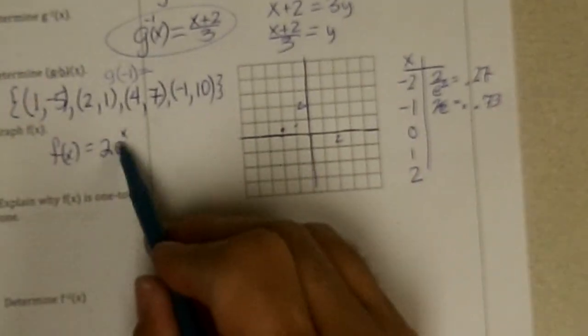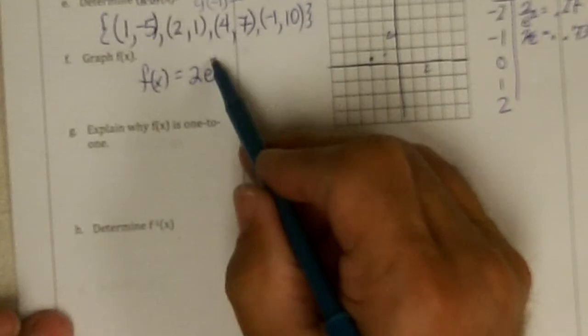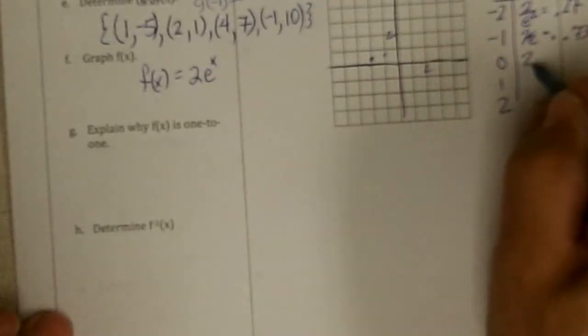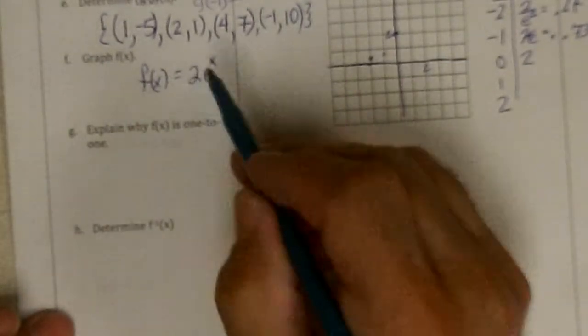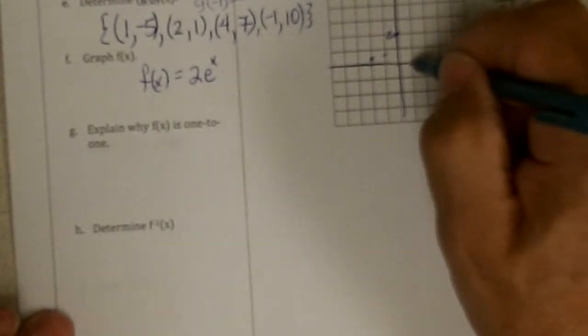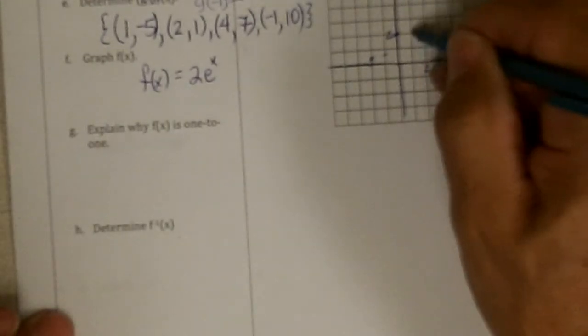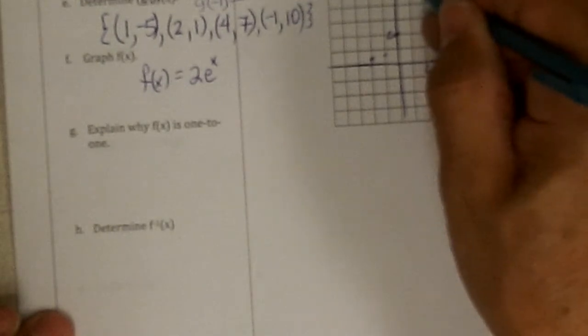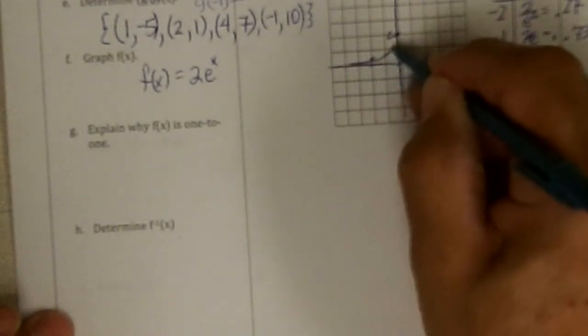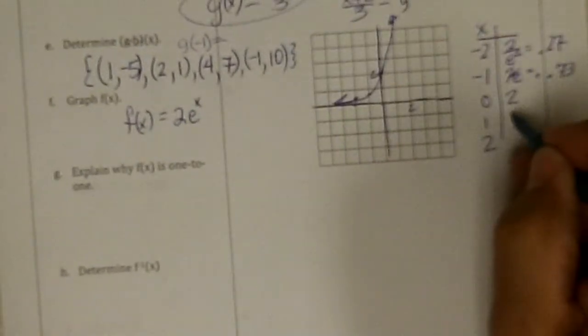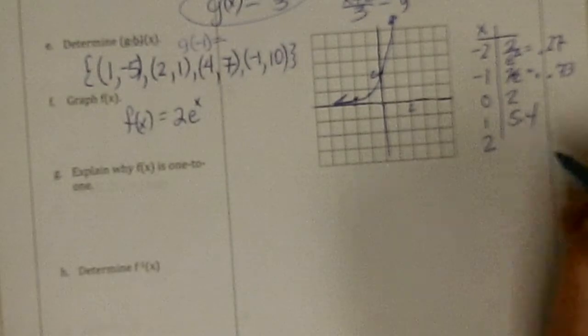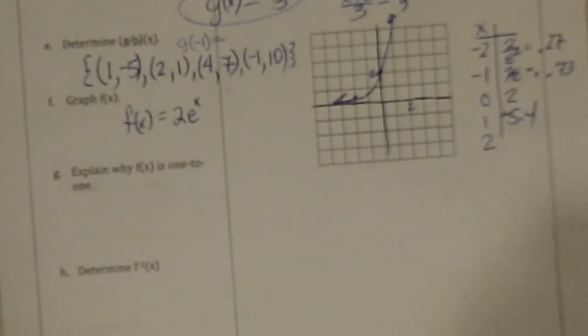If I put in 0, e to the 0 is 1 times 2 is 2. So I get 2. And then e to the 1 is 2.7 times 2 is about 5.4. And now I'm going to be off my graph. But I got enough here to show what it looks like. Approximately 5.4, and so I won't go to 2. Okay?